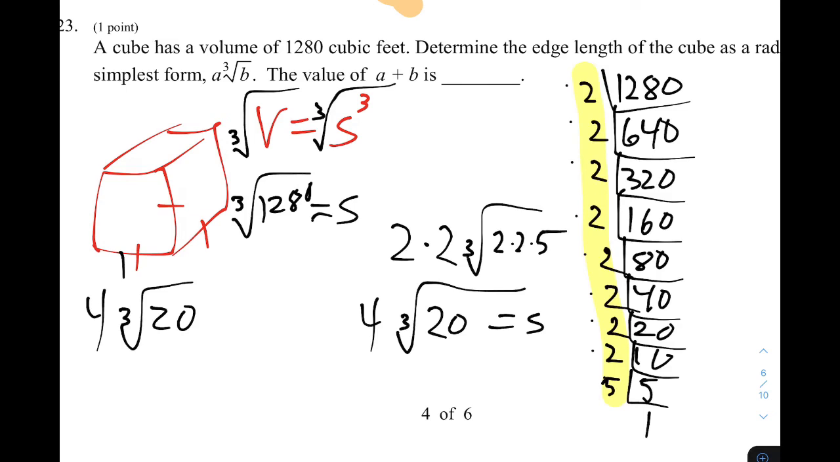It asks you at the end to add a and b, so that's 4 and 20. 4 plus 20 is 24. Taking that a and that b, write them funny, and you get 24. I hope this saves.